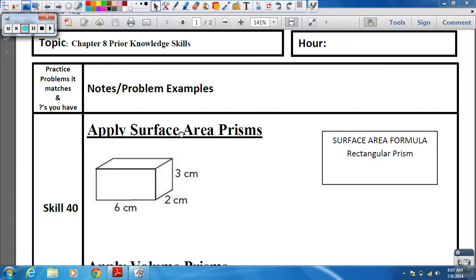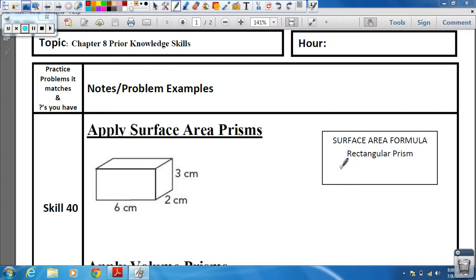Today we're just going to discuss Chapter 8, Prior Knowledge Skills. In this lesson, we're going to learn about surface area and volume and just do a quick review. So if I look here, the first one we're going to discuss is the surface area of prisms. We have to remember that surface area is the sum of all the areas of the sides.